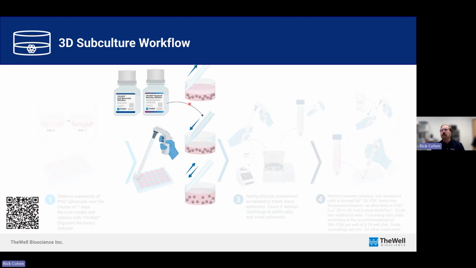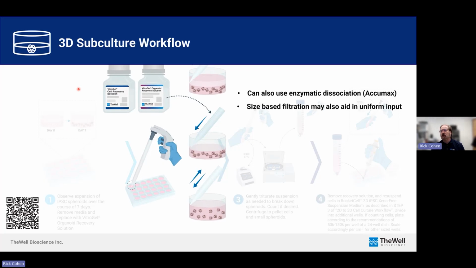So I just want to point out for the 3D subculture workflow, you can also use enzymatic dissociation. So Accumax is like Accutase, but it's 3 times more concentrated and a more pure form. So you can use it in 2D, but it's really important and it works way better than Accutase in 3D. So we've combined that after either recovery, the cell recovery, or the organoid recovery solution, when we want to go back to single cells or very small spheroids.